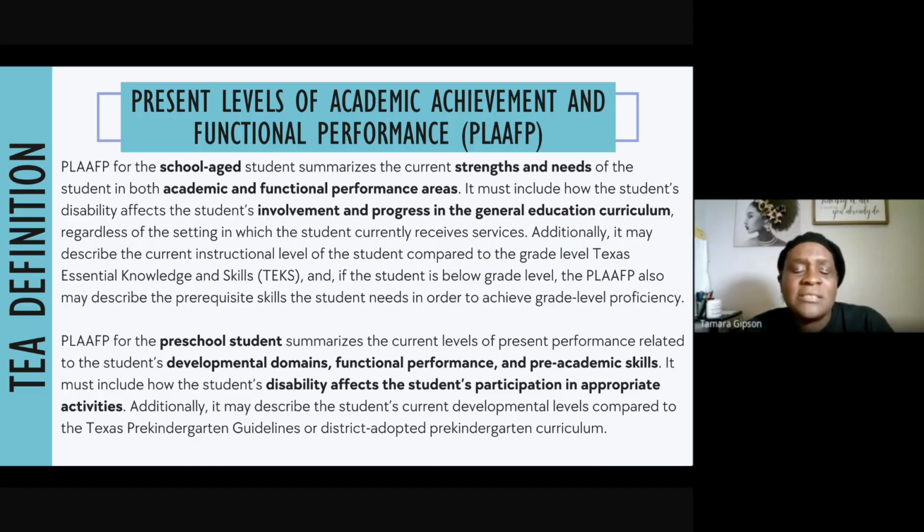It summarizes the current strengths and needs of students in both academic and functional performance areas. It tells us that it must include how the student's disability affects the student's involvement and progress in the general education curriculum, regardless of the settings. Now, remember, this is a portion of the IEP.